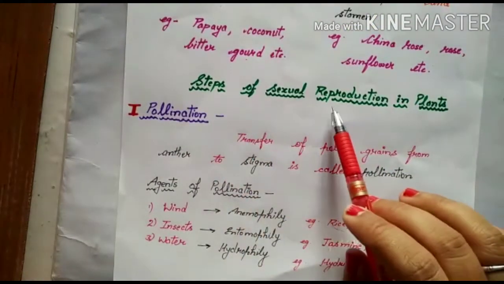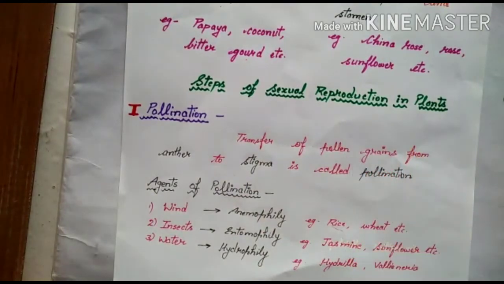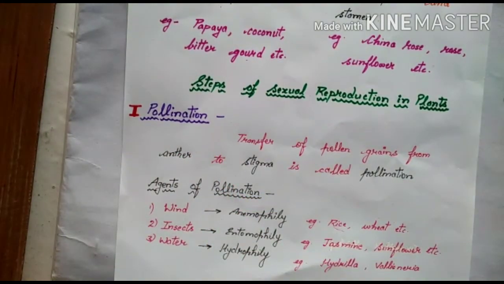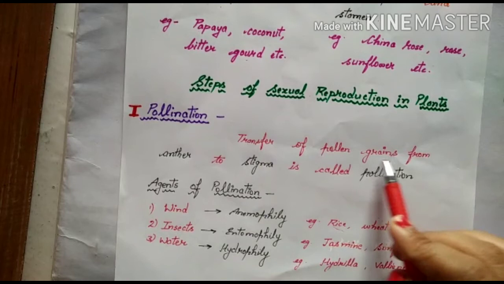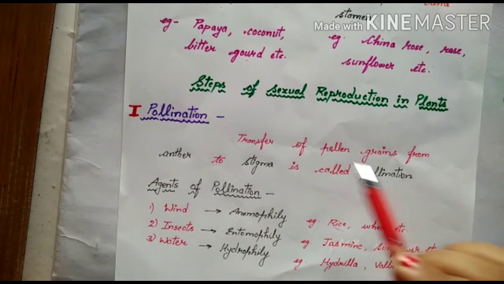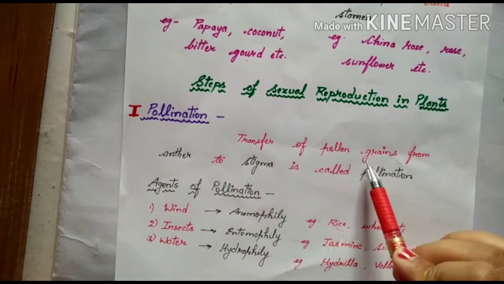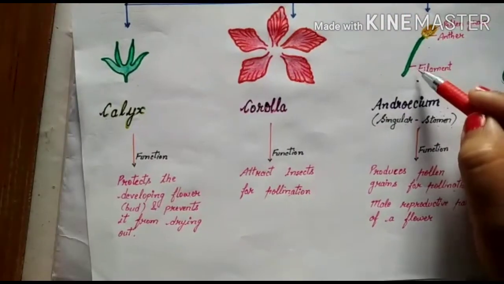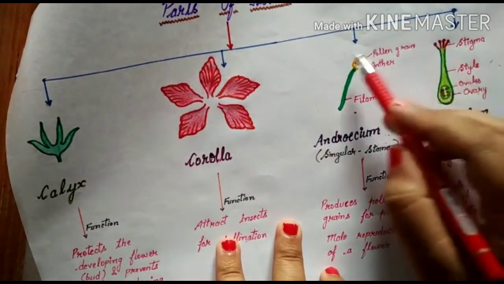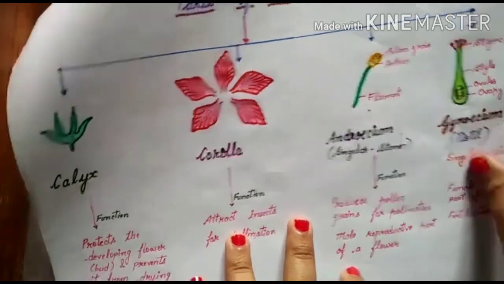Next, steps of sexual reproduction in plants. In plants there are two steps for reproduction. The first is pollination and the second is fertilization. So what is pollination? Transfer of pollen grains from anther to stigma is called pollination. Pollen grains, you can see here, are the male reproductive part. So the transfer of pollen grains to the stigma is known as pollination.